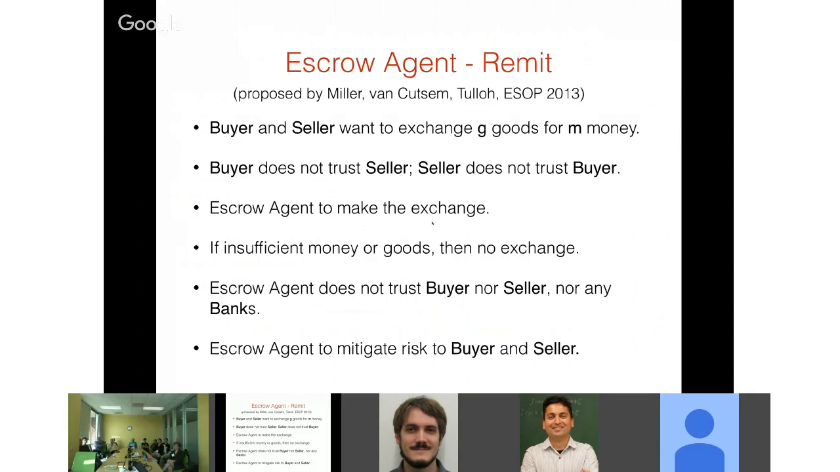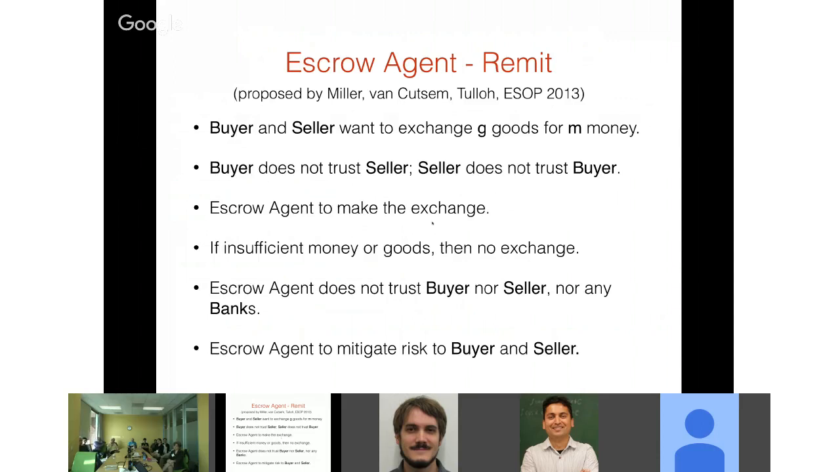Of course, this gets more fun. The escrow agent doesn't trust the buyer or the seller, nor what we'll call banks. You can think of these banks as generic resources, modeling effectively the goods which are being exchanged. You can think of these as being two different currencies or whatever.